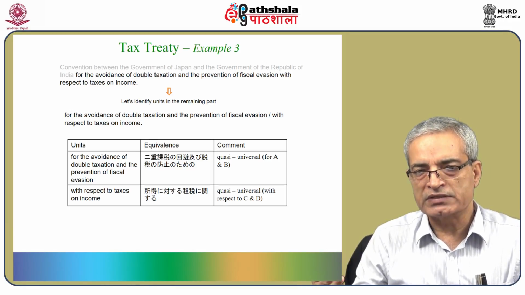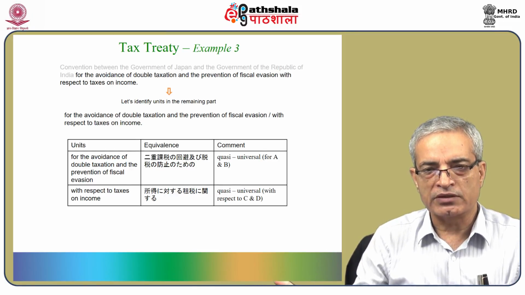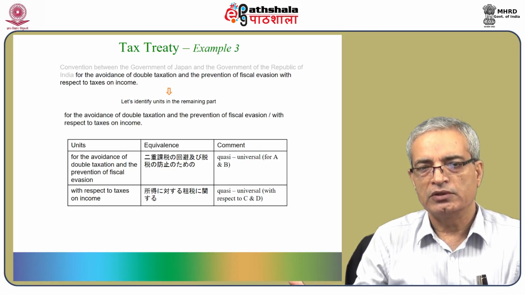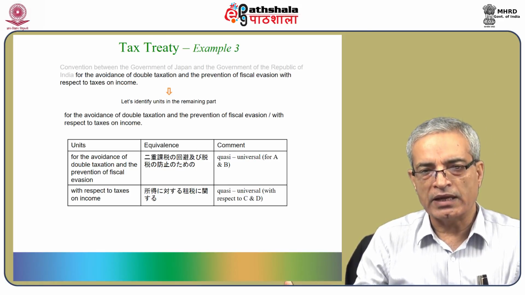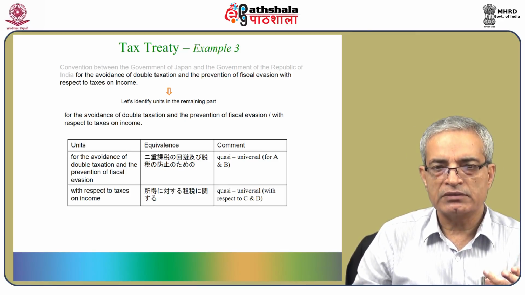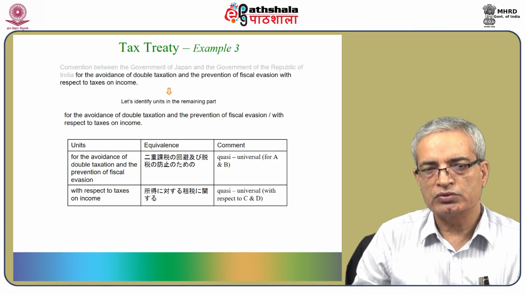And if I say A to B no tame no, that's a translation. Now put for A niju kaze no kaihi, and is oyobi. Second was prevention of fiscal evasion, that's datsuze no boshi. With respect to taxes on income, so shotoku ni taisuru soze ni kansuru. This is also a quasi-universal with respect to C and D.